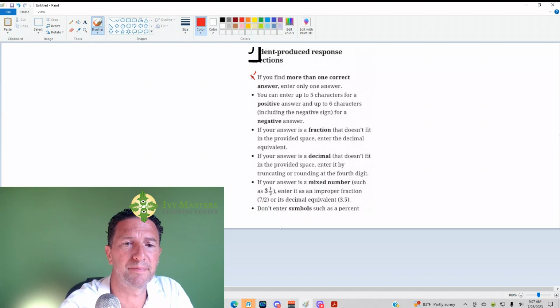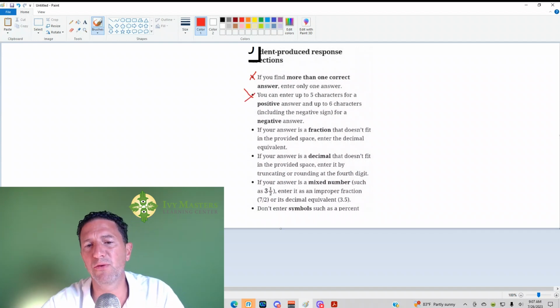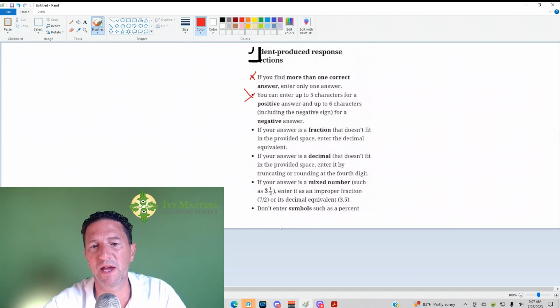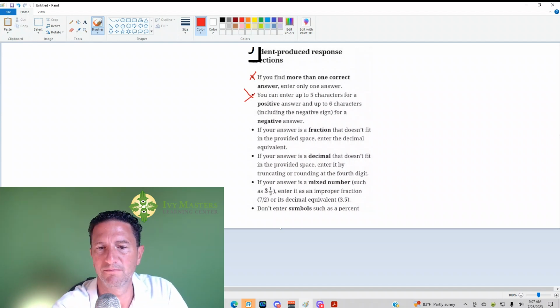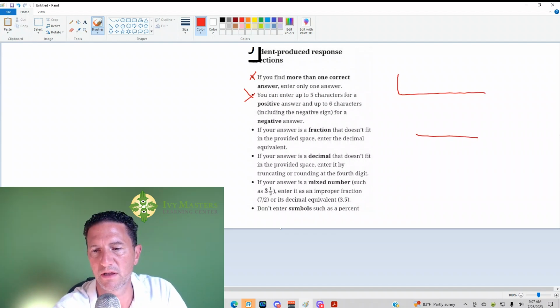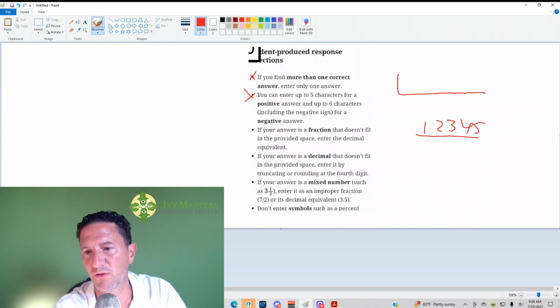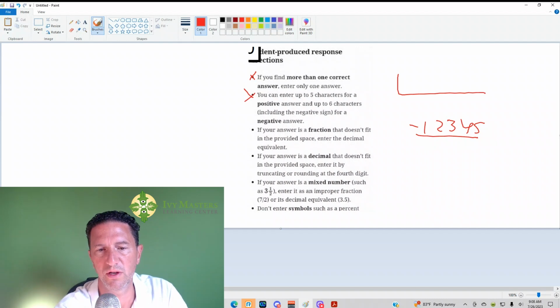Second bullet. You can enter up to 5 characters for a positive answer and up to 6 characters, including a negative sign, for a negative answer. So 5 characters, basically it's going to have the little blank, and you're going to have the ability to plug in 1, 2, 3, 4, 5 characters. If it's a negative 12,345, you can put a negative there.